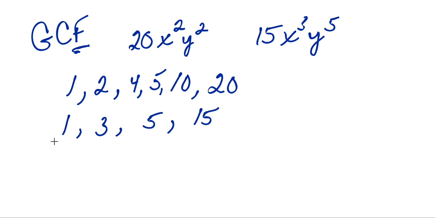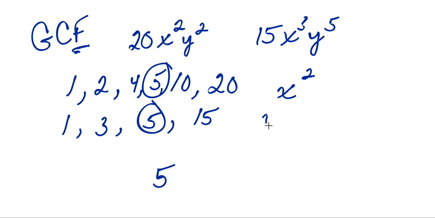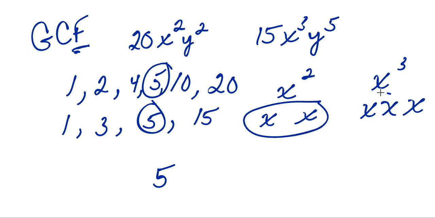But I'm going to look at all of these numbers in these 2 rows here, and the only one they have in common is the 5. Now, if they had 2 in common, you would take the greatest one, hence greatest common factor. So here we have 5. In terms of our powers, let's look at the x variable. x squared is made up of 2 x's, x times x. If I look at x cubed, it's made up of 3 x's, x times x times x. So the greatest number that they have in common is 2.